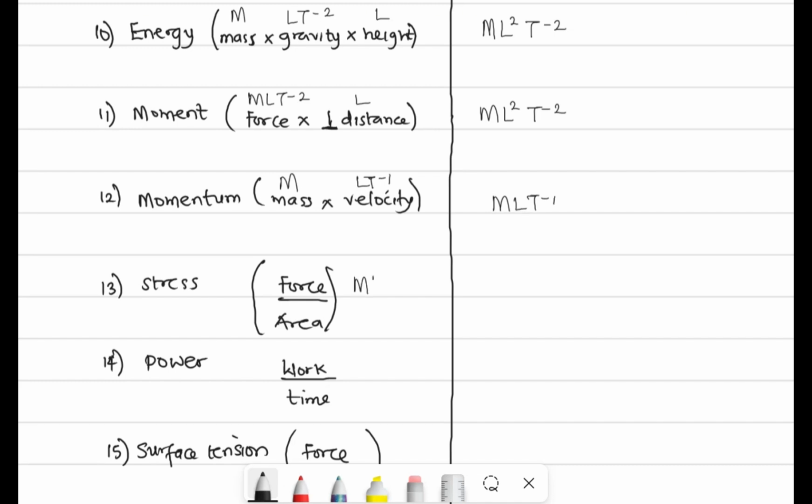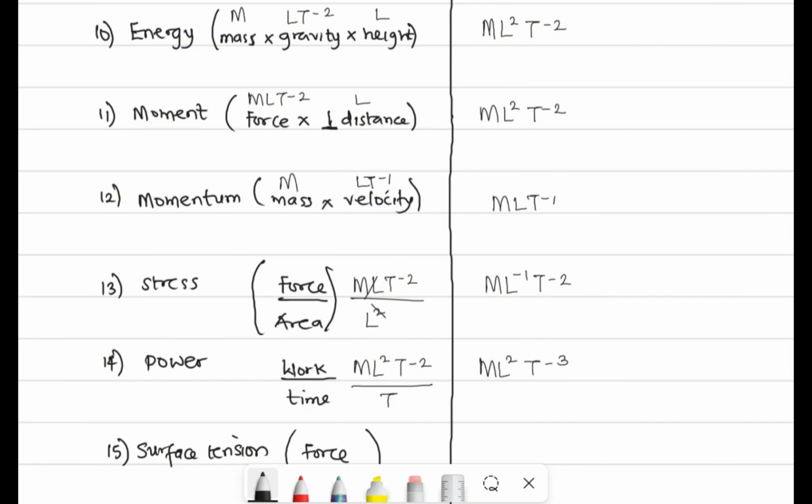Force M L T minus 2 over area L square. So eventually, one of these L cancels one of the L down, and then we have M L minus 1 T minus 2. Okay, so power now. Power is work over time, and then we know that work is M L square T minus 2, then over T, and that will give us M L square T minus 3.